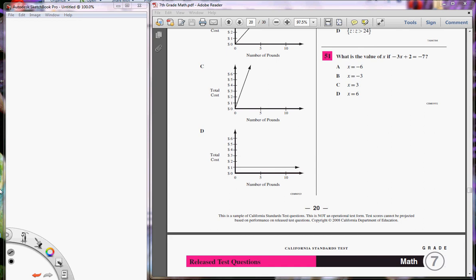California Standard Test, questions 51 to 60. Let me start with question number 51.